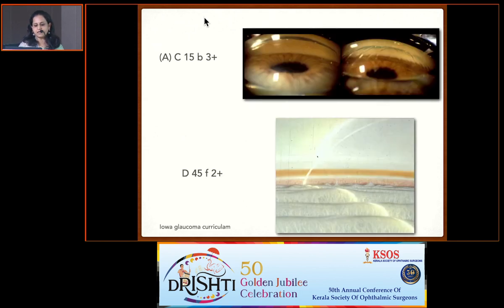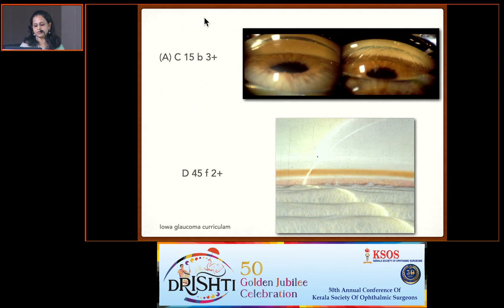So one small example, the first one, it is marked as A in brackets, C15B 3 plus. What it means is that when you're seeing the angle, it is A, that is iris is inserted anterior to the Schwalbe's line. But once you do the indentation gonioscopy, you can see the scleral spur. So that is the meaning of that. And then 15 is a 15 degree angle. B is a bowed iris contour and 3 plus is trabecular meshwork pigmentation.